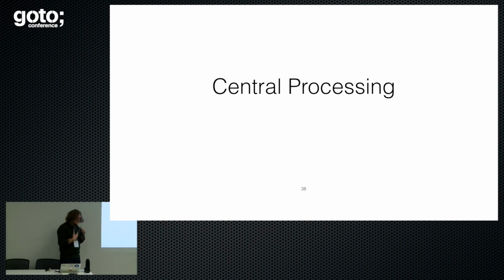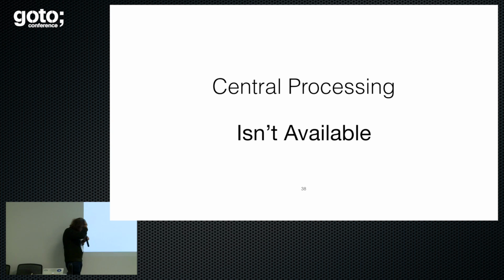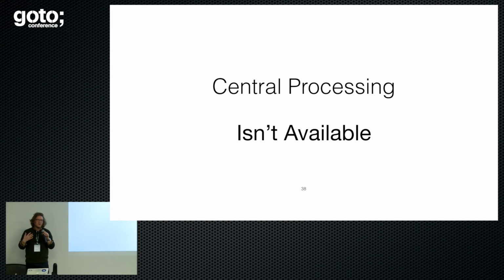And so kind of the observation you can take away from this is that centralized processing isn't available. And when I say available, I mean availability in the CAP big-A availability sense in distributed systems, in that the system cannot make progress. It's not live when the connectivity is down.